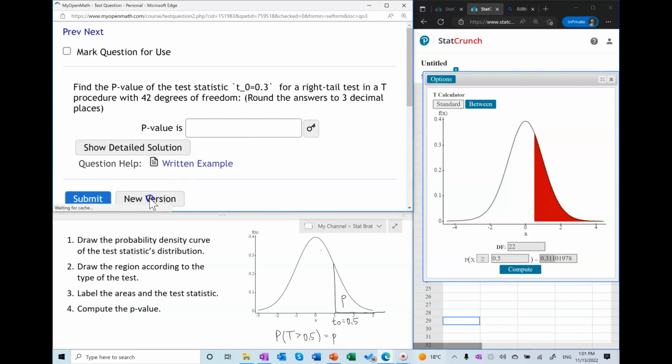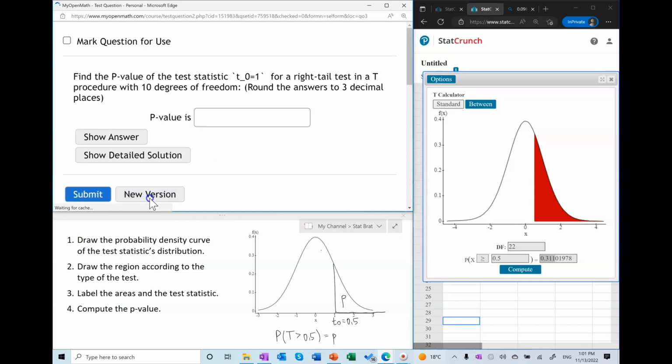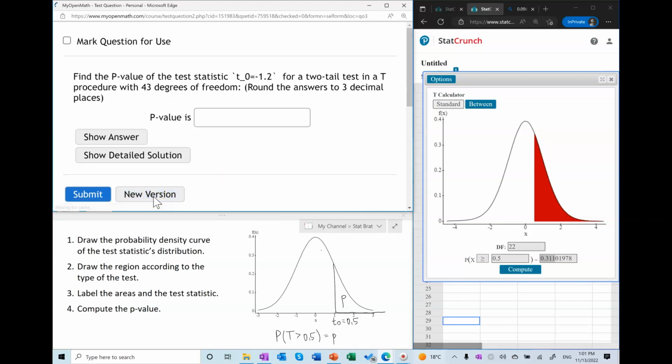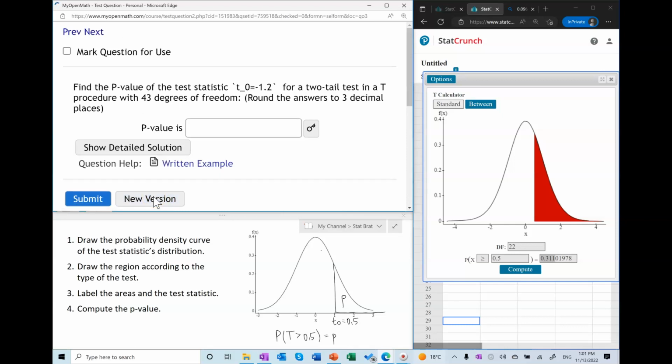We have another right tail, so let's just try a new version. I want to do the left tail next, or two tail. But it doesn't matter which one you're doing, because for all of them, we'll be following these 4 steps. You just have to learn how to follow those steps. Let's do another, let's shuffle again.